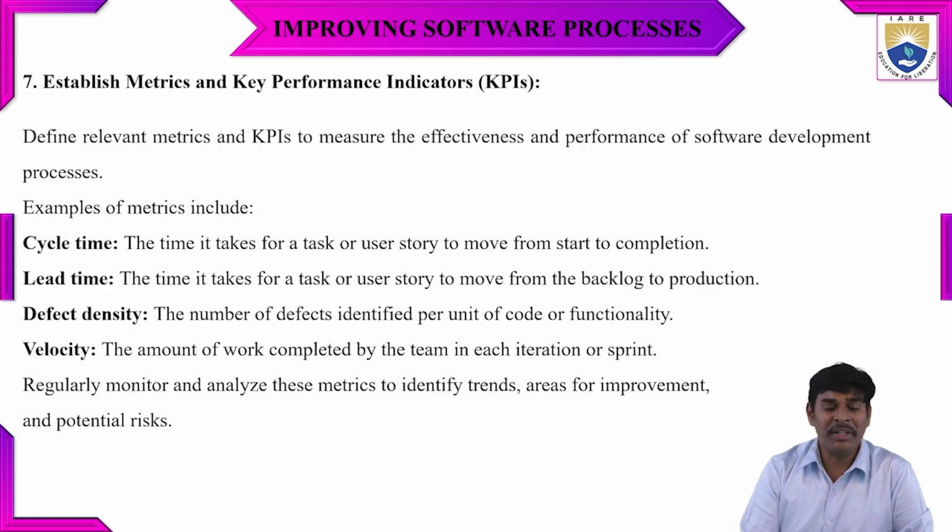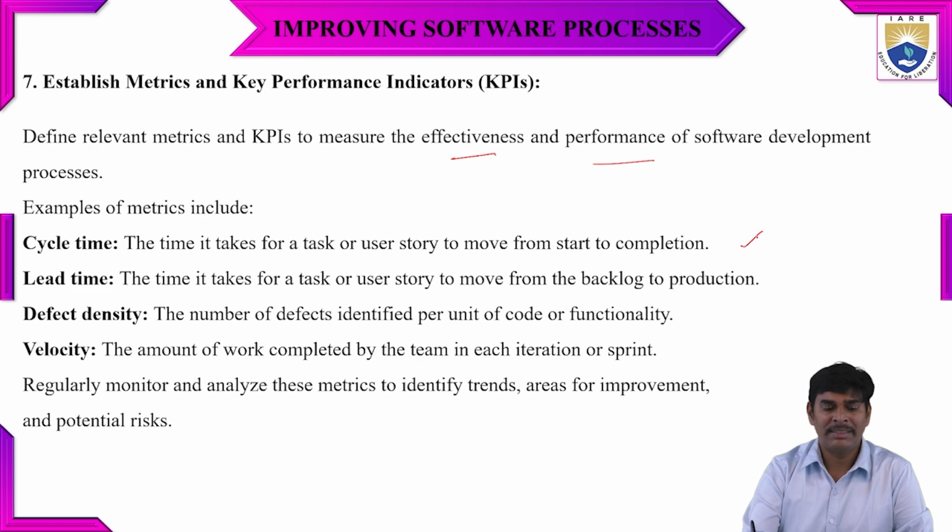And the next, the seventh one, is that we need to have different types of metrics and key performance indicators. Mainly we need to use relevant metrics and key performance indicators to measure the effectiveness and performance of the software development process. So here we have some examples.